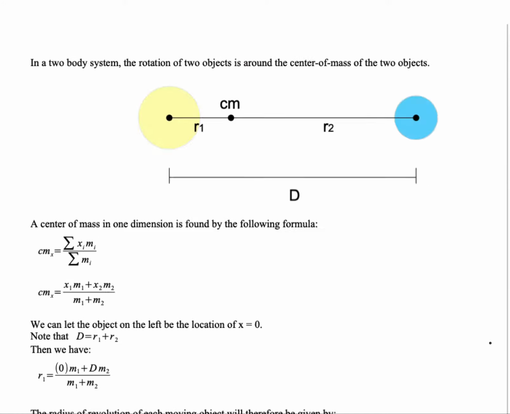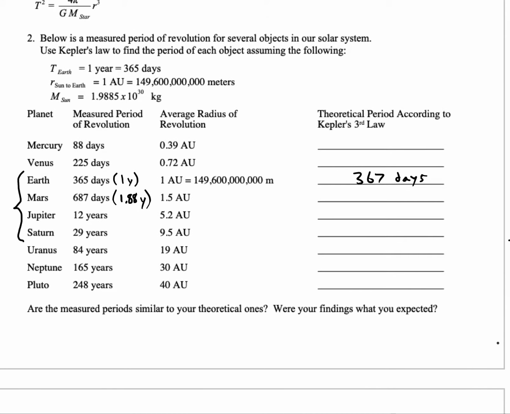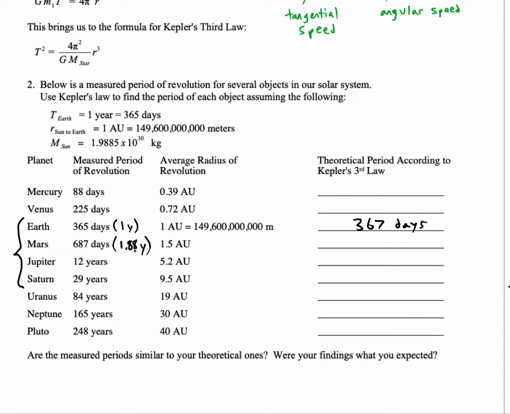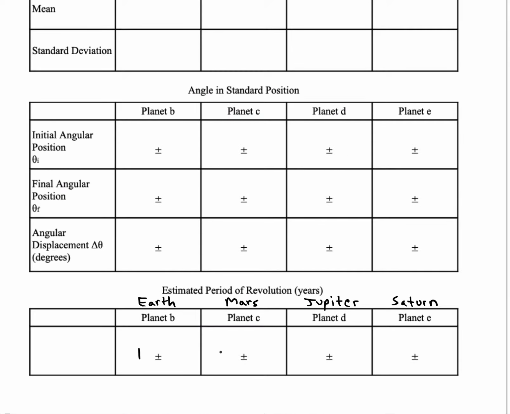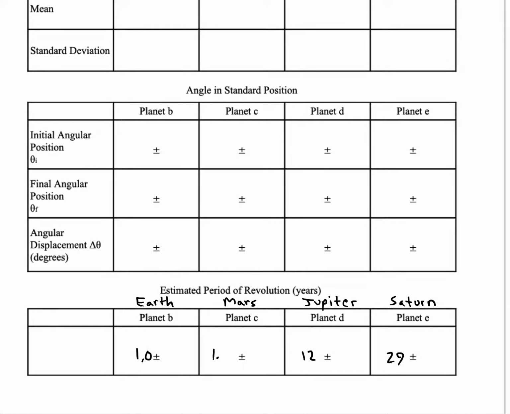All right, so Earth's period. So we have 1 year for Earth, 1.88 for Mars, 12 for Jupiter, 29 for Saturn. So for Earth, I'll just give it one extra sig fig there. And let's take away a sig fig here. So 1.9, yeah. Now, when it comes to the uncertainties, I'll just go by that rule of just half of the most precise digit. You'll have your own uncertainties when you do it.